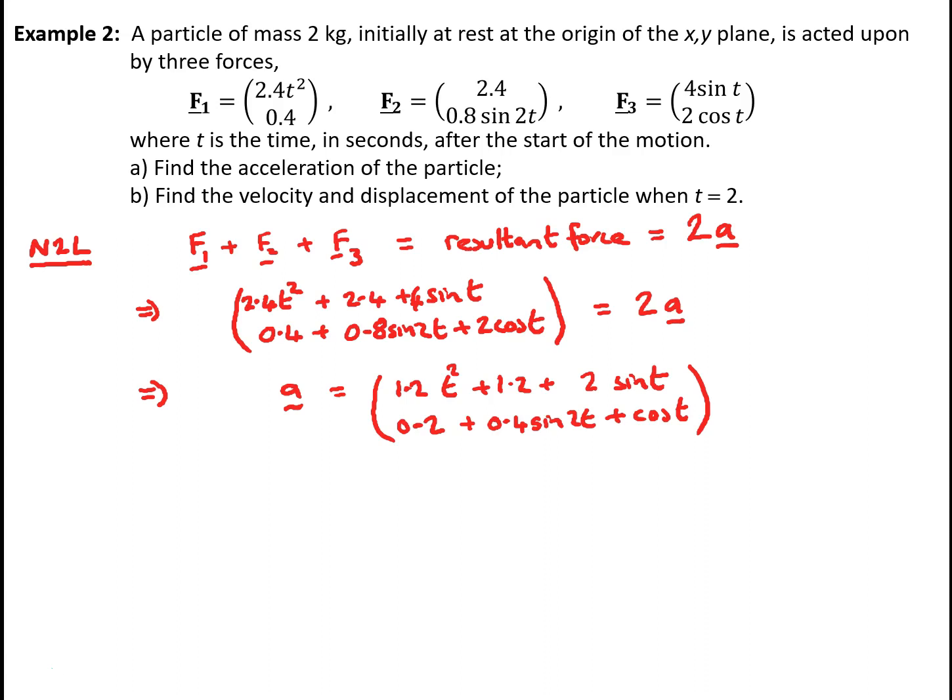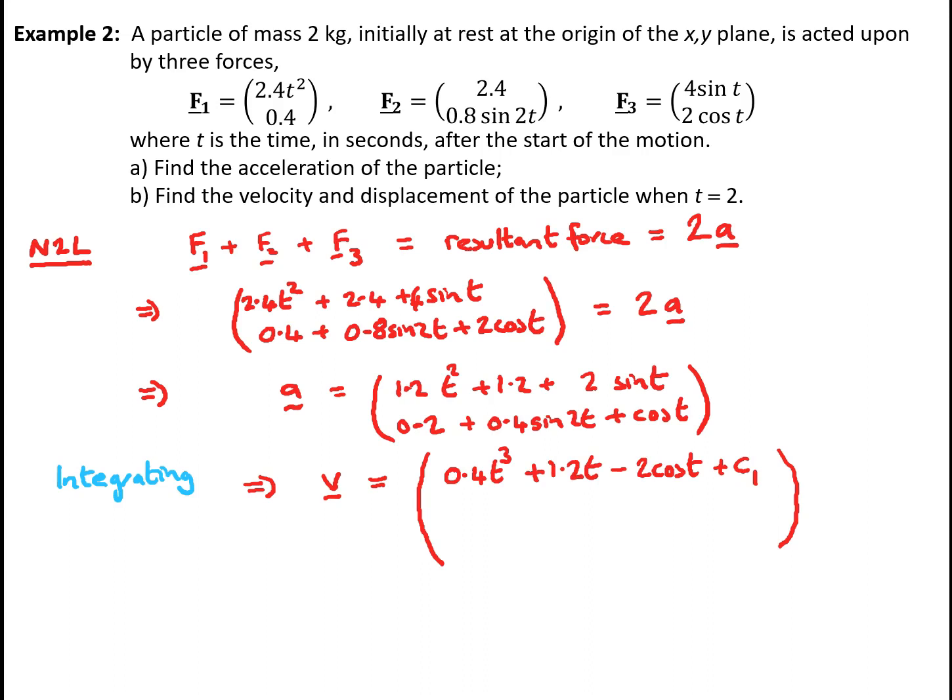Now if we want to find the velocity and the displacement of the particle, then we are going to have to integrate the acceleration to find the velocity. So we know that the velocity is the integral of the acceleration. So integrating first of all the x component of the acceleration, we're going to get 0.4 t cubed plus 1.2 t minus 2 cos t plus a constant.